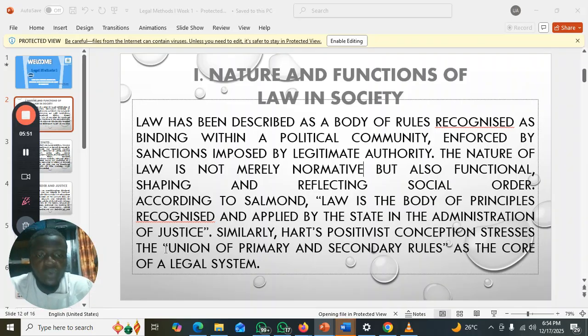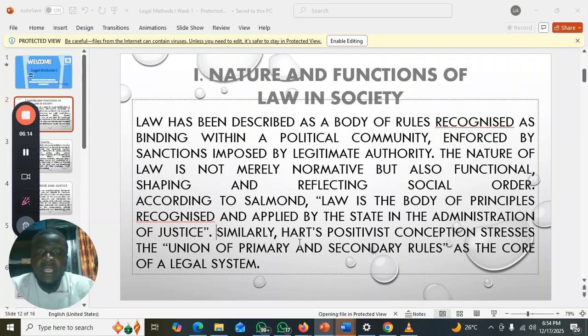So I would like you to read it. Let me just read it to the end. It says, according to Salmon, law is a body of principle recognized and applied by the state. Just like I said, state means country. So according to Salmon, law is a body of principle which the state recognizes in the administration of justice. So when the state wants to administer justice, it uses law.